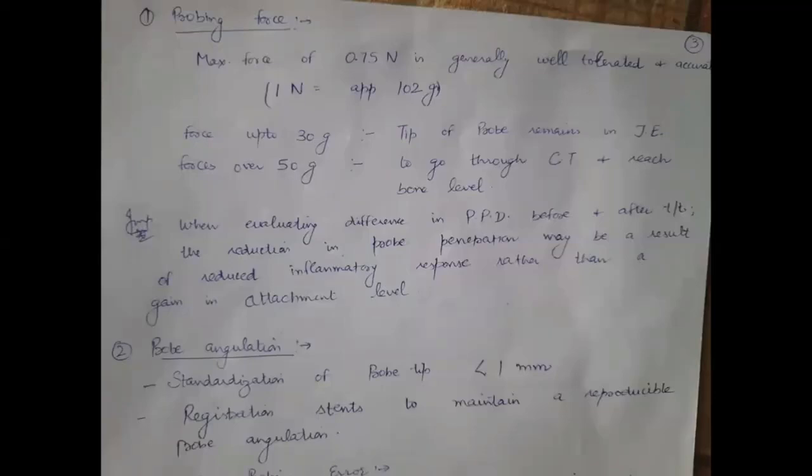Now coming to probing force, the maximum force is 0.75 Newton. 0.75 Newton is generally well tolerated and it is an accurate force. 1 Newton is approximately 102 grams. When forces up to 30 grams are applied, the tip of the probe remains in the junctional epithelium. But when these forces exceed 50 grams, then the probe crosses the junctional epithelium, goes through connective tissue and reaches bone level.